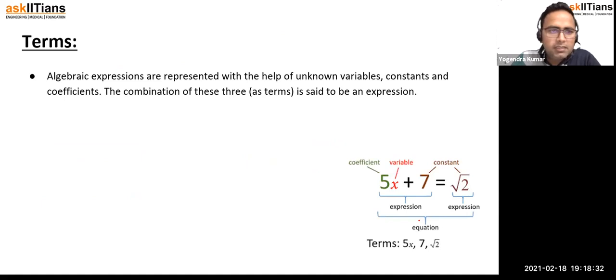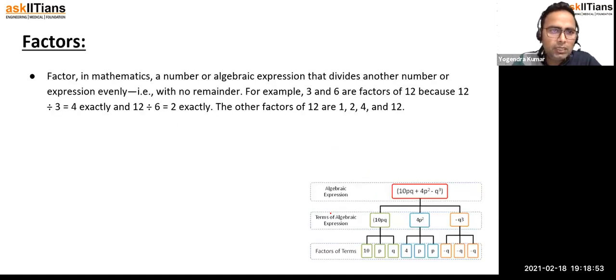Let's understand further. Algebraic expressions are represented with the help of variables, unknown variables, constants, and coefficients. The combination of these three are termed as terms. Here in this expression we have three terms. Let's see a few more examples. Now what are factors? Factors in mathematics are numbers or algebraic expressions that divide another expression evenly, with no remainder. We will understand this, don't worry. I know this might be confusing.